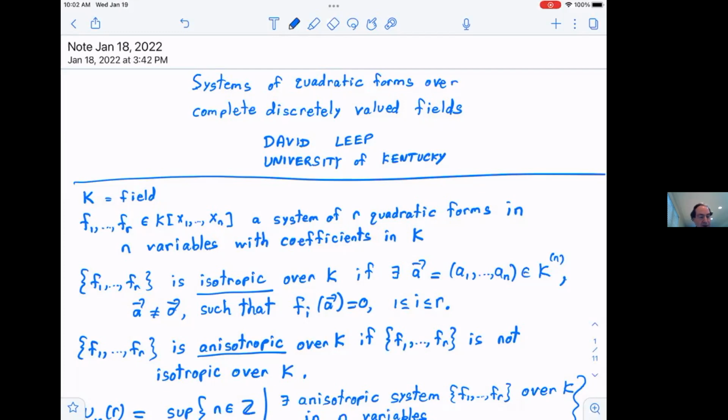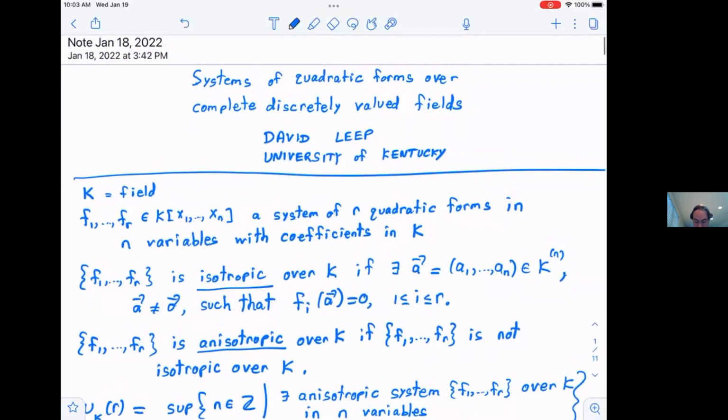Just some very basic terminology. The system F1 through FR is said to be isotropic over K if there is a vector A. In other words, if there's a non-trivial solution, A1 through An, lying in K, not the zero vector, such that Fi of A is equal to 0 for each i going from 1 to R. So that's an isotropic system. The system is anisotropic if it's not isotropic over K.